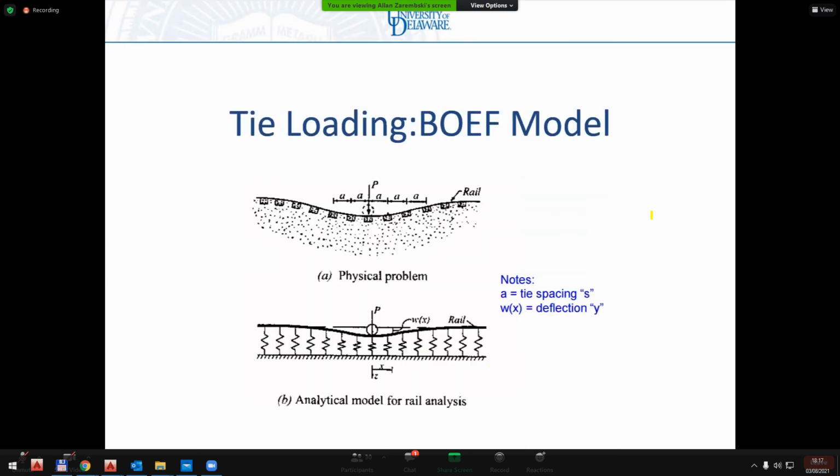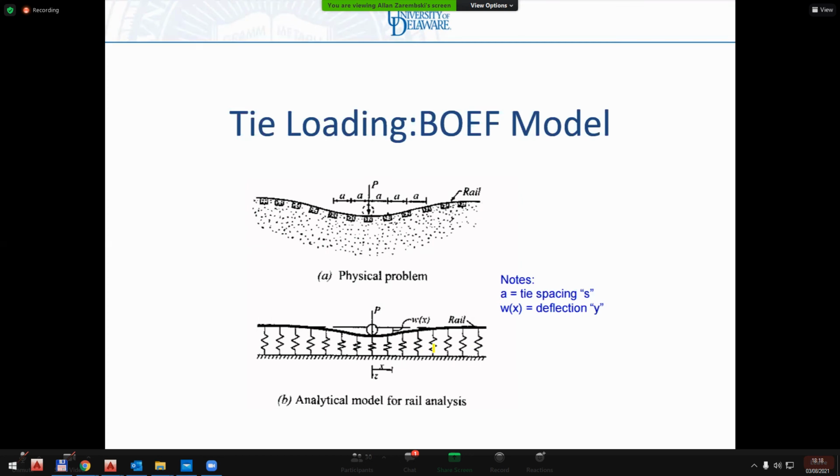Okay, so up until now, we've only been talking about what happens with the rail. So now let's talk about what happens with the sleeper. Okay? So this is my beam and elastic foundation track.